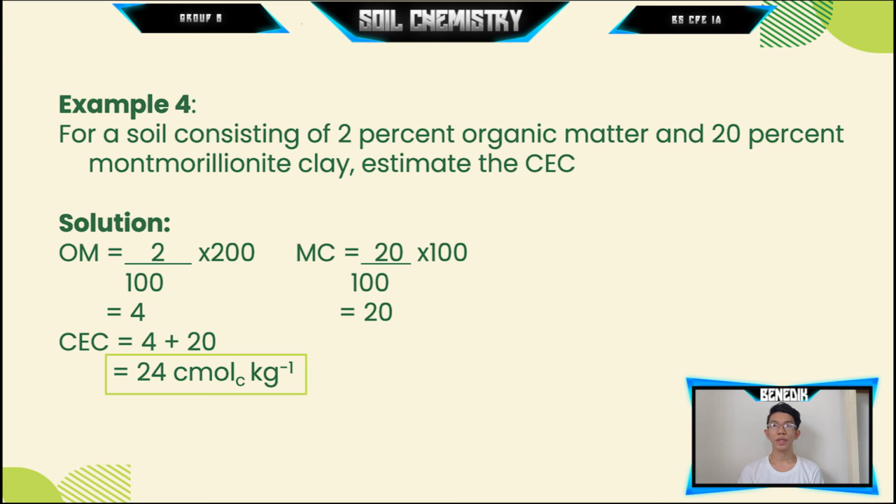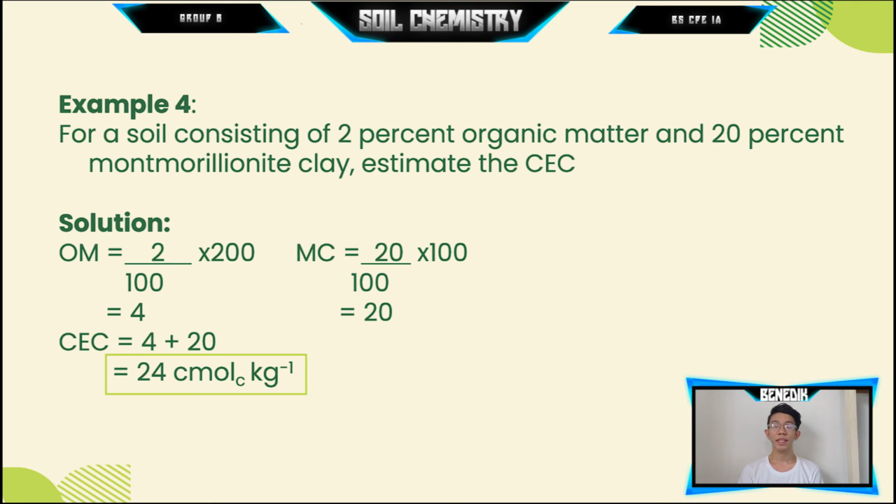To find its total CEC, first, we need to solve the CEC of each individual soil component. For the organic matter, we multiply 2%, which is 2 over 100, by 200, which is the approximate CEC of organic matter, and we will get 4. Next, for the Montmorillonite clay, we multiply 20%, which is 20 over 100, by 100, which is the approximate CEC of Montmorillonite clay, and we will get 20.